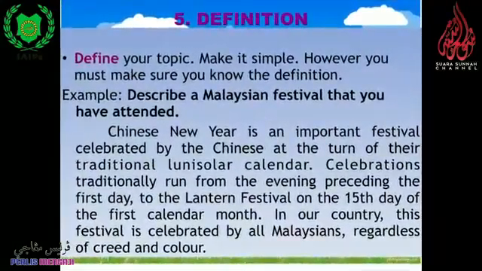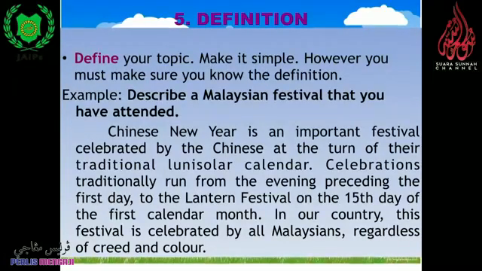Number 5. Okay. Use definition. You define your topic. You make it simple. However, you must make sure you know the definition. Look at the example there. Describe a Malaysian festival that you have attended. Chinese New Year is an important festival celebrated by the Chinese at the turn of their traditional lunisolar calendar. Celebrations traditionally run from the evening preceding the first day to the Lantern Festival on the 15th day of the first calendar month. In our country, this festival is celebrated by all Malaysians regardless of creed and color.